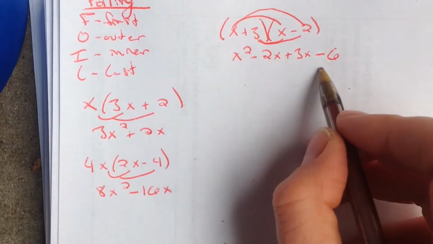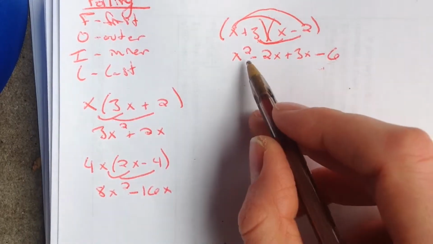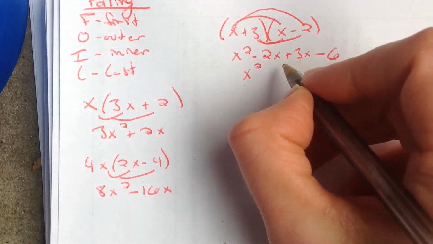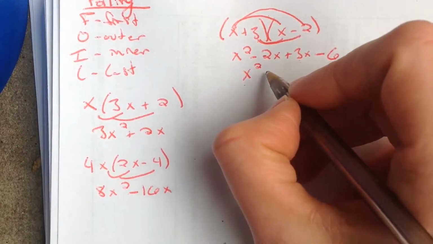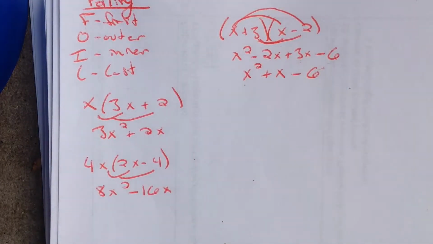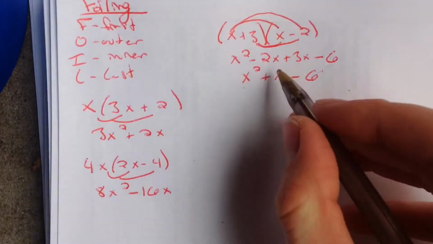Now if I look at this list of numbers that came out, these two have like terms, and so they can combine. So the x squared stays the same, minus 2x plus 3x becomes plus x, and the minus 6 stays the same at the end. So foiling it, we would get this.